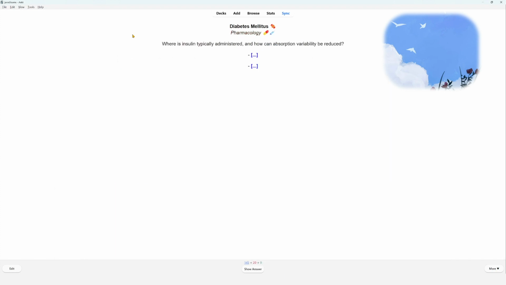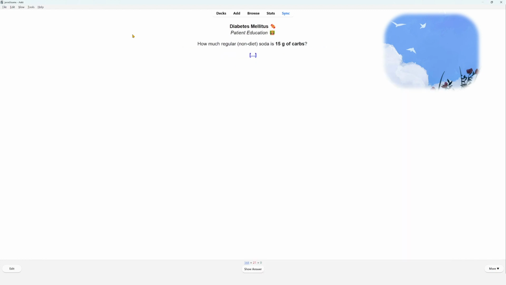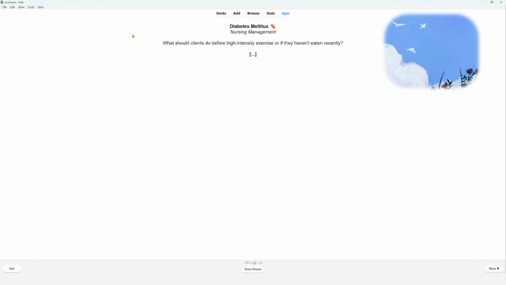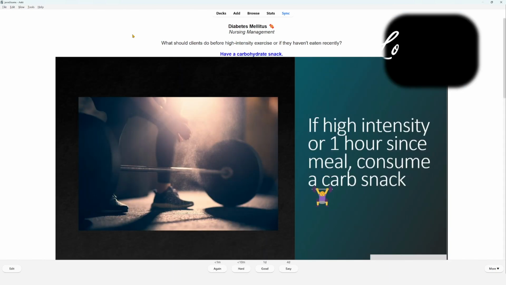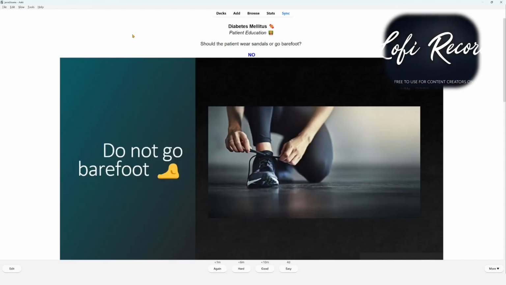Where is insulin typically administered, and how can absorption variability be reduced? You need to do it 2 inches from the navel and rotate sites. How much regular non-diet soda is 15 grams of carbohydrate? 4 ounces, or 120 milliliters. Half a cup. What should clients do before high-intensity exercise, or if they haven't eaten recently? A carb snack. Should the patient wear sandals and go barefoot? Heck no. That's easy, obviously.